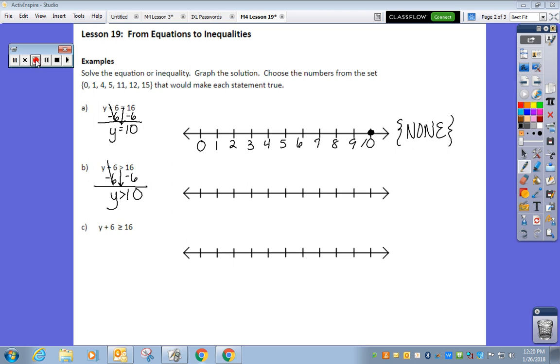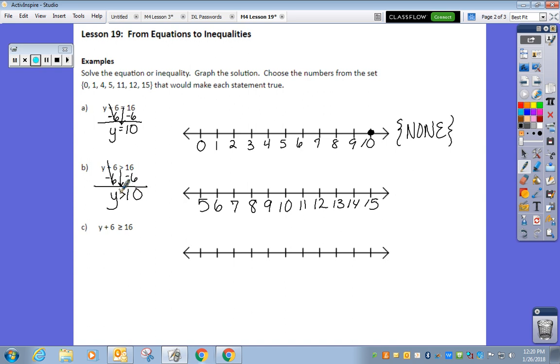Now when we number our number line, what I would recommend doing is putting 10 somewhere in the center. We could have done that up here. But typically, put 10 somewhere in the center so we have room to work on either side of it. So we would do numbers less than 10 to the left of it, and then numbers greater than 10 to the right of it. Our solution says y is greater than 10. What that means is y would not include 10. It would be anything greater than 10.